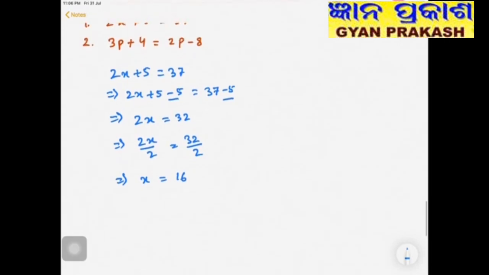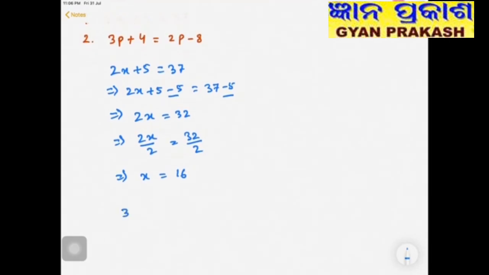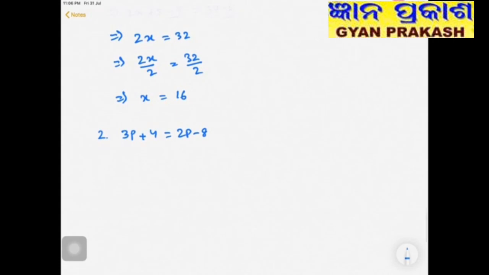Now let us take the second example. Here we are given 3p plus 4 equal to 2p minus 8. Now 3p plus 4 minus 4 equal to 2p minus 8 minus 4. I have subtracted 4 from both the sides. What I get? 3p equal to, here plus 4 minus 4 cancel, equal to 2p minus 12.